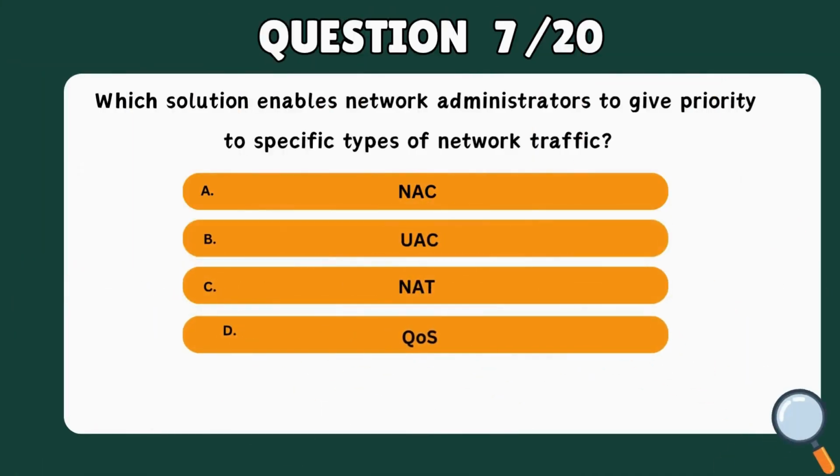Question 7. Which solution enables network administrators to give priority to specific types of network traffic? A. NAC. B. UACE. C. NAT. D. QoS.